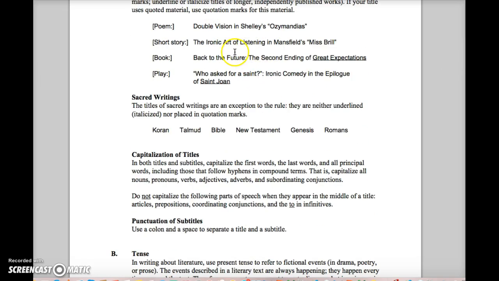So you can include what it's about, the name of the author, and incorporate the title of the work that you're studying. So if you're talking about Miss Brill, you want to include the author's name, the title of the short story, and then what your essay is going to be about. So you're giving information about not only the short story, but what your take or your essay is going to be arguing.